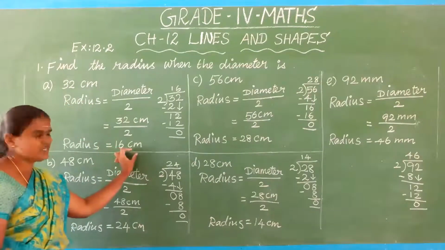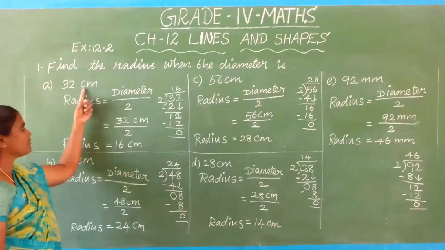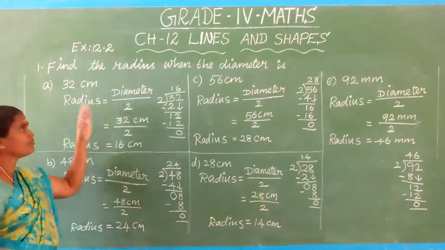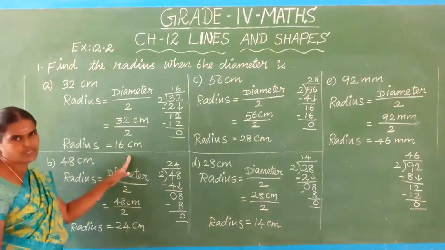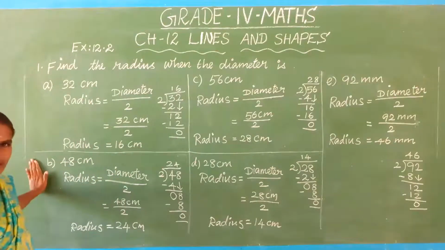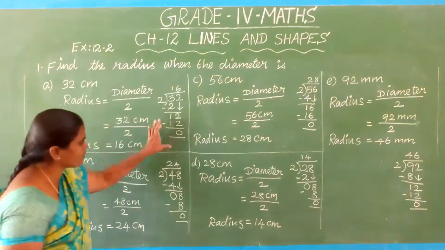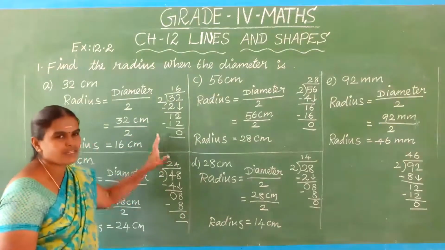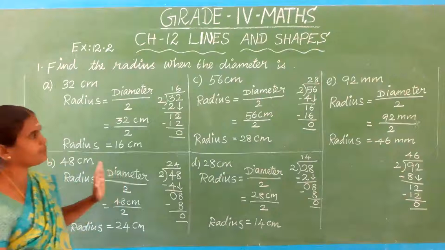Here the question says centimeter, so you also write centimeter. Suppose millimeter is given, then your answer is in millimeter. If meter is given, then your answer is in meter. Copy this in your class note. This division is very important. Use a pencil, write in rough column. Okay, write neatly.